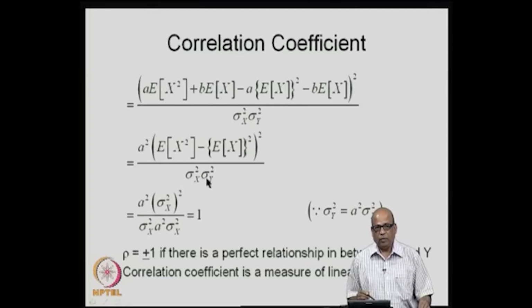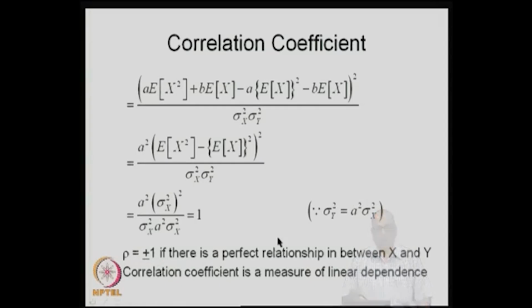and we have sigma y square here, and y is a x plus b. So, when y is a x plus b, you recall that sigma y square is a square into sigma x square, and therefore, sigma x square and sigma x square gets cancelled here, a square gets cancelled here. So, this turns out to be 1. Therefore, rho is equal to plus or minus 1 if there is a perfect linear relationship, because you got rho square is equal to 1 here.